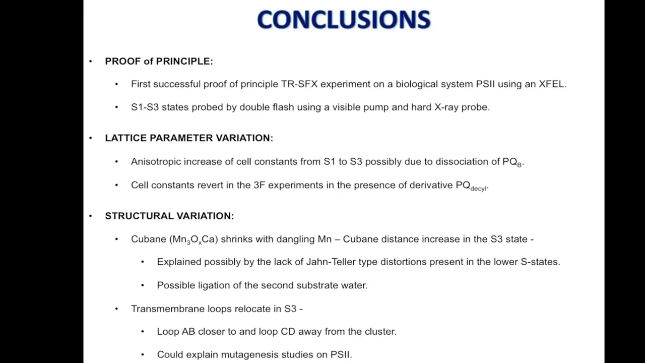Also, the transmembrane loops, which are just outside of the OEC, relocate. As mentioned earlier, the AB loop gets closer and the CD loop moves further away from the cluster. And as was explained in the previous slide, this could be a consistent explanation for what was observed earlier in the mutagenesis studies on D170.